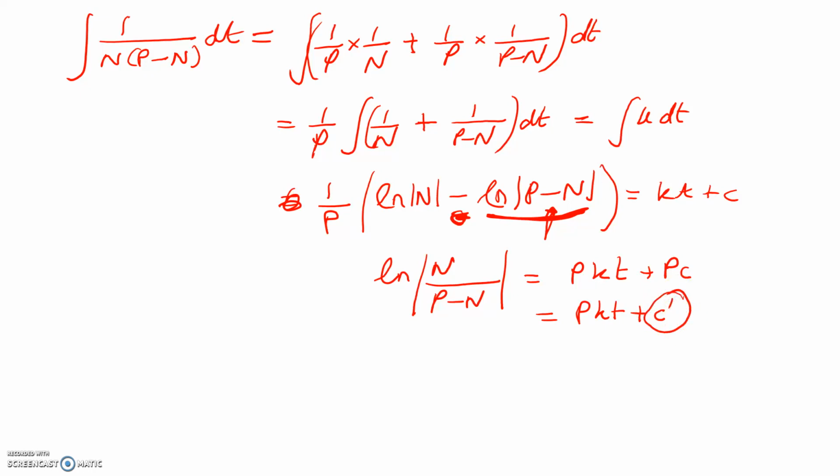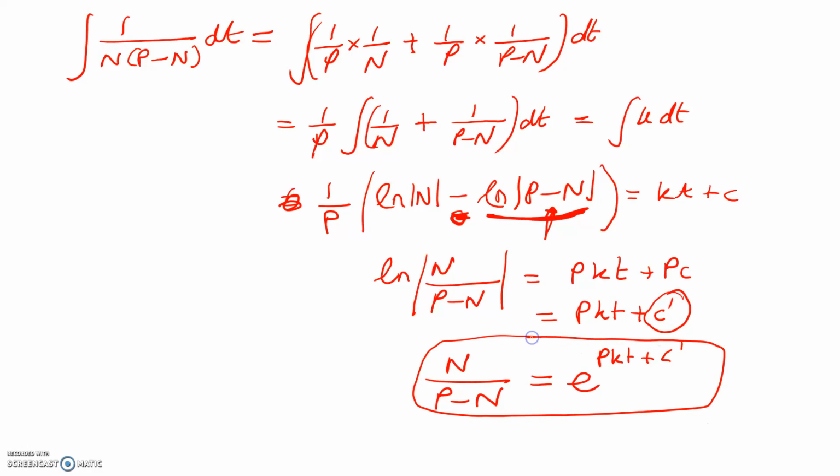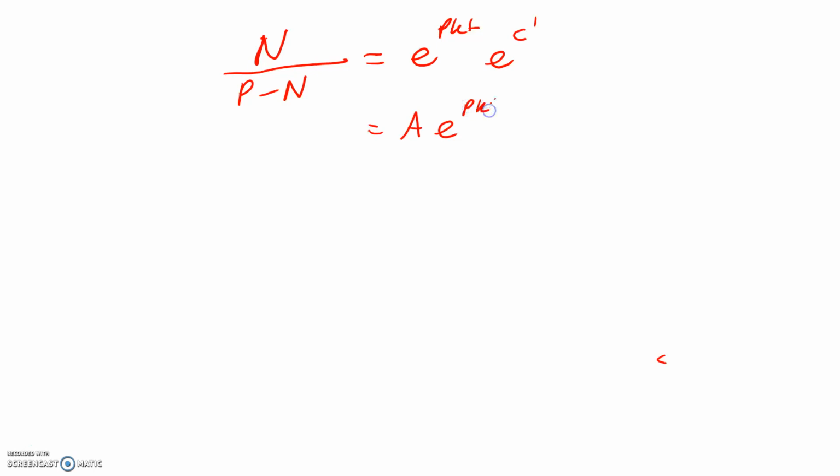Now let's do e to the power of both sides. It gives me N over P minus N is equal to e to the power of Pkt plus c dash. Okay, so we get to here, and then we're going to work with this plus c. So we can rewrite this as N over P minus N is equal to e to the Pkt times e to the c dash. And we can write that as another arbitrary constant, A.